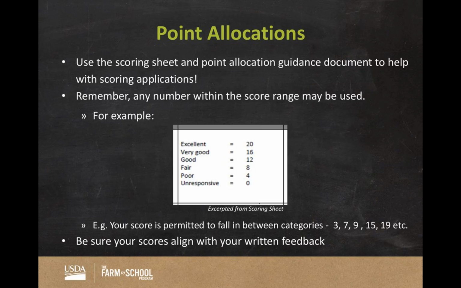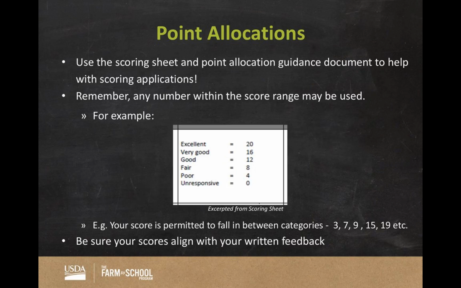The different criteria on the guidance sheet have different ranges for allocable points. So for some criteria, top score would be 25, whereas others have a top score of 10. So you really want to be sure that you refer back to that guidance sheet as you're reviewing your applications and assigning points. And then any number within the score range can be used, for example, 3, 9, 23, sort of the oddball numbers. You don't have to use the exact numbers that are on the guidance sheet.